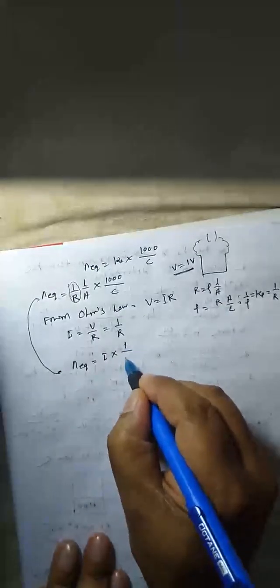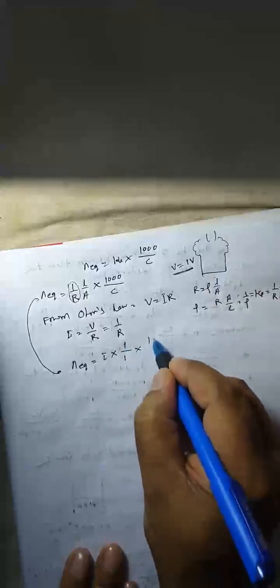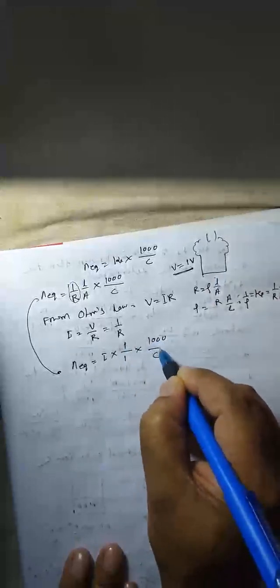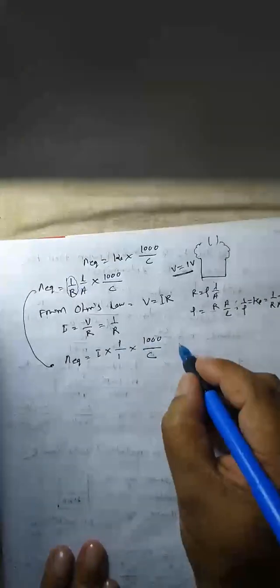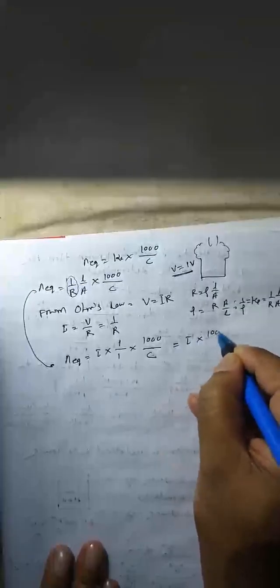We consider a cube of 1 centimeter length, so area is 1 centimeter square, length into breadth. Length is 1 centimeter, breadth is 1 centimeter. So 1 into 1 into 1000 by C. Now it becomes equal to I into 1000 by C.